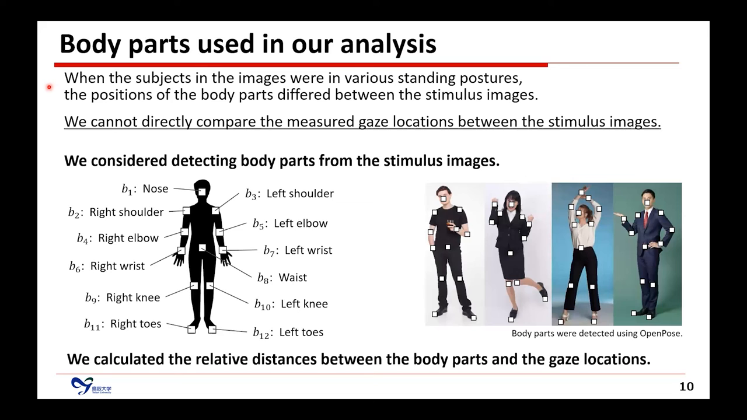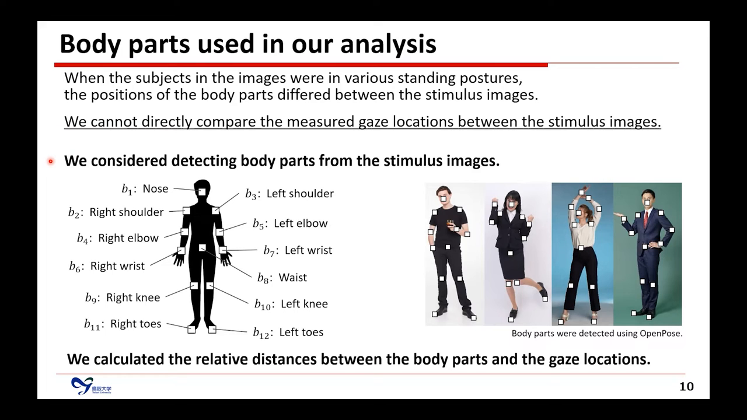When the subjects in the images were in various standing postures, the position of the body parts differed between the stimulus images. We can directly compare the measured gaze location between the stimulus images. We consider detecting body parts from the stimulus images.